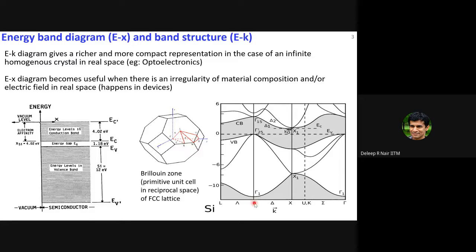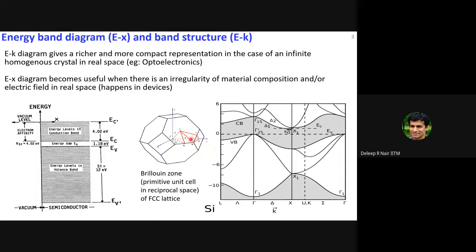So these points and directions are the various directions and points of symmetry in the first Brillouin zone. For example, if I go from gamma to X, this is how the band diagram looks. This is the conduction band, it moves like this. The valence band moves like this. Similarly for other directions.